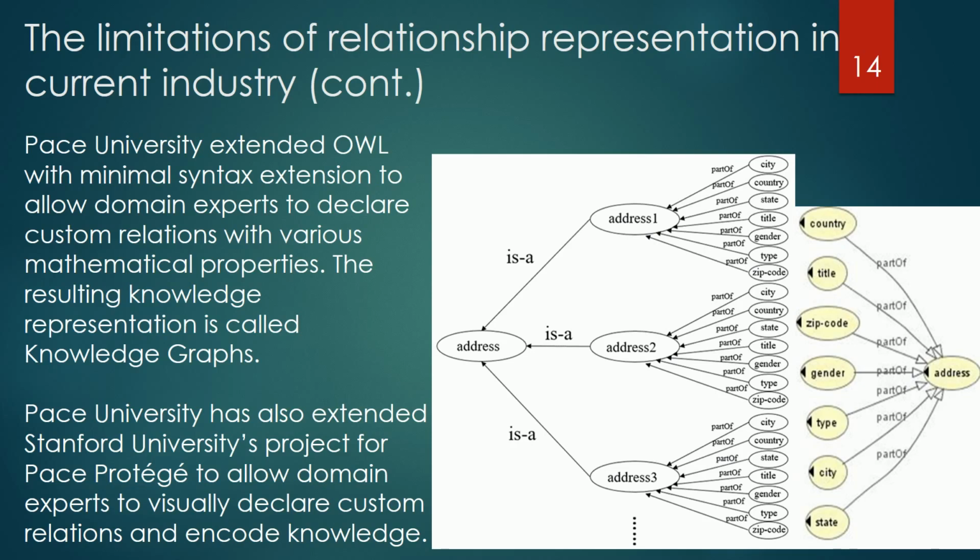The resulting knowledge representation is called a knowledge graph. Pace University also extended Stanford University's project Protege, as Pace Protege, to allow domain experts to visually declare custom relations and encode knowledge. In the right figure, the custom relation part-of can be used in any two classes without the requirement of range and domain. The custom relation of Pace Protege can be used as a first-class citizen at any level.